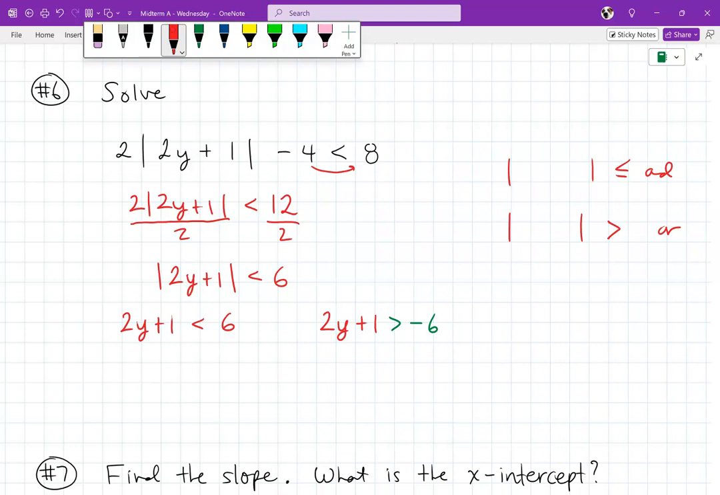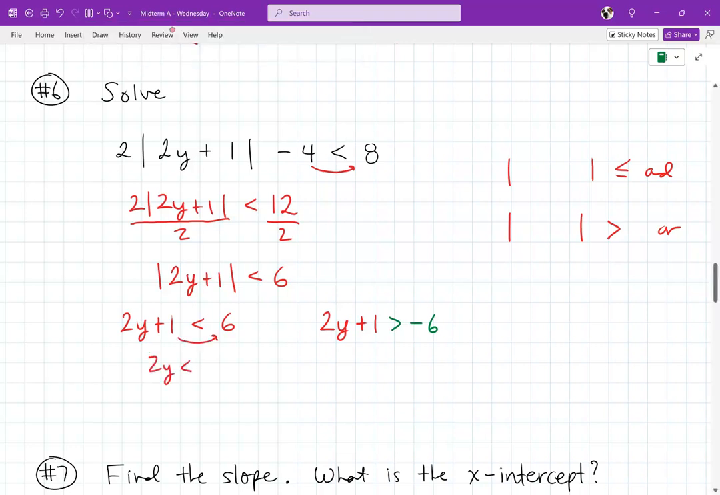So if I go ahead and start solving, I'll move this over. I get 2y is less than 5 right here. 6 minus 1 is 5. So y is less than 5 over 2. So that's one of them. Okay, and then this is an and, right? I forgot to write it right here, but and. And then over here we'll subtract 1. So I get 2y is greater than -7. I'll divide by 2. So y is greater than -7 over 2. So this is our and.